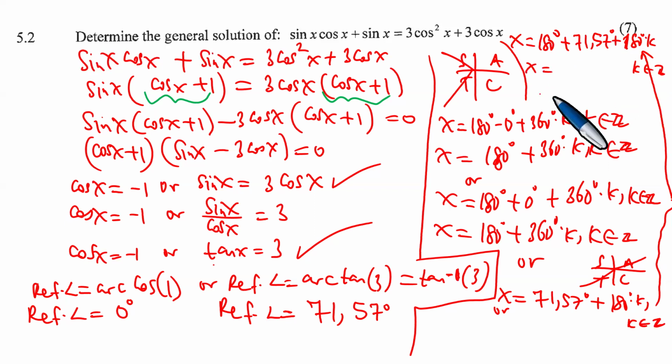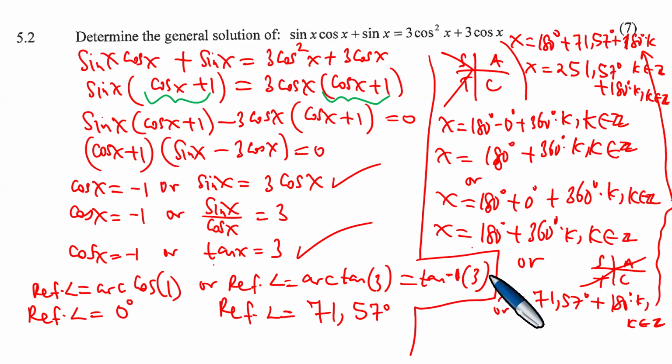So 180 plus 71 is exactly the same as 251 point something. Let's make sure we cross-check our things. So we have 180 plus 71.57 degrees, and it is 251.57 degrees plus 180 degrees times k, k in Z.